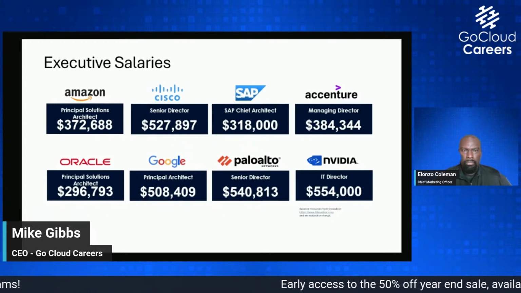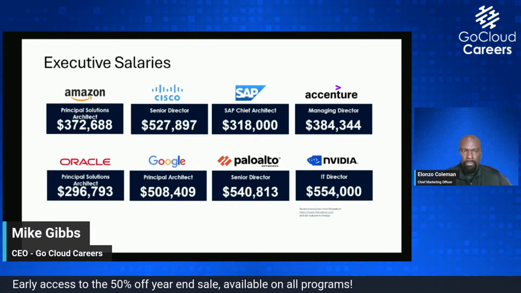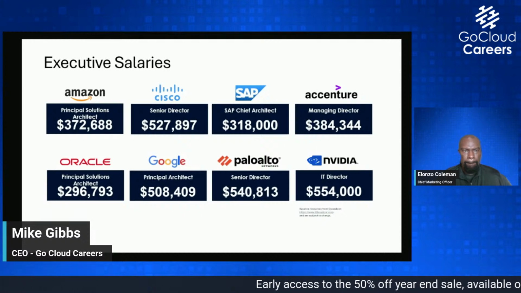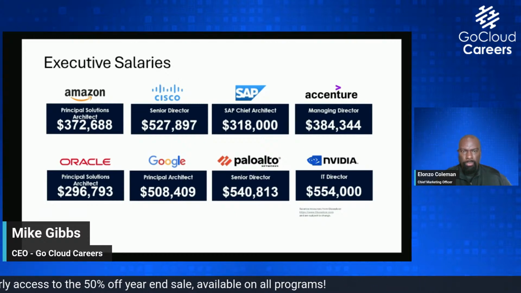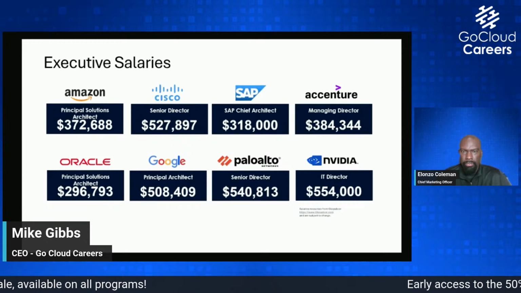Now, what happens when we get out of these architecture roles? In architectural roles, we learn every side of the business. We become great leaders. And then we move into these other roles. Now, a senior director at Cisco on average earns $527. A senior director at Palo Alto pays $540. Why is the IT director at NVIDIA paid so little? Because they're getting a whole lot of stock, which means they're making a whole lot of money.